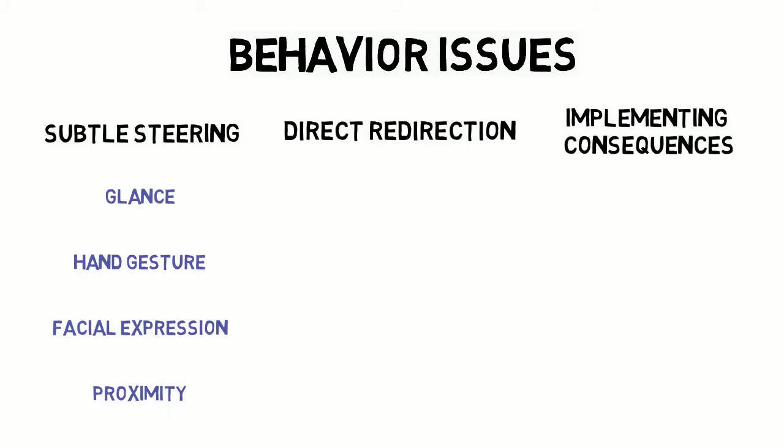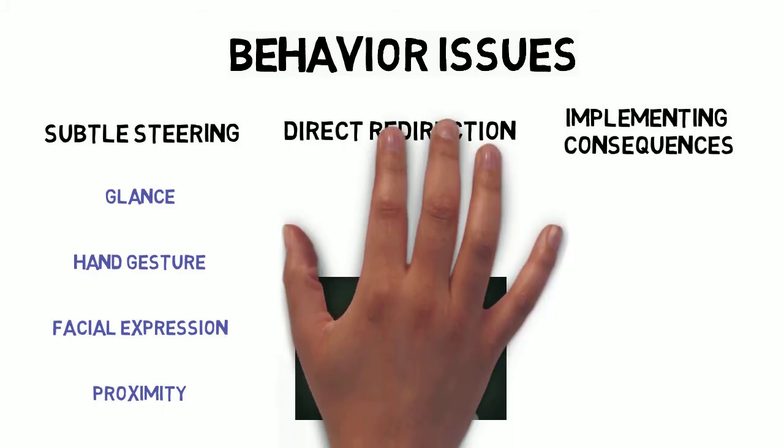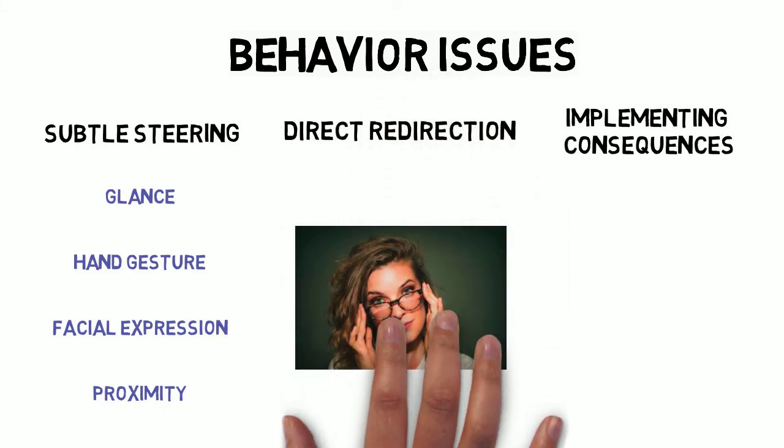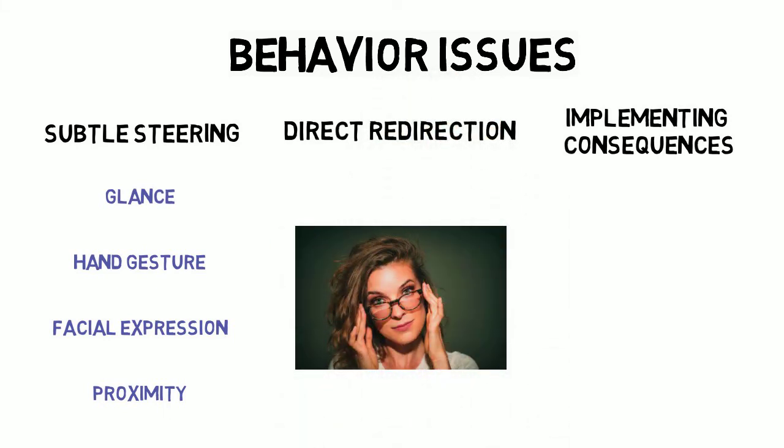Direct redirection is a way to address students about their behavior one-on-one. Walk over to the student in a calm, confident way and have a quiet but serious conversation with them. Explain to them that their behavior is starting to distract their classmates and cutting into the instructional time. It's important to let them know why the behavior needs to stop and what you expect out of them.